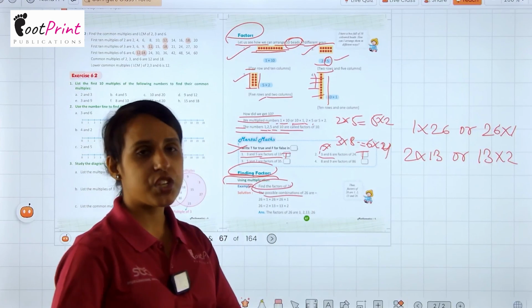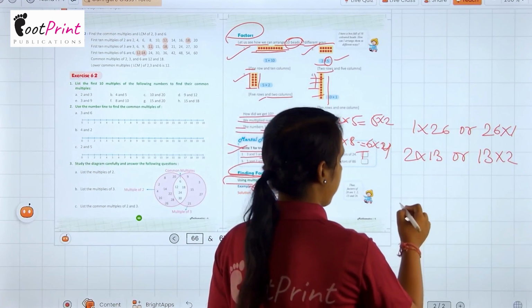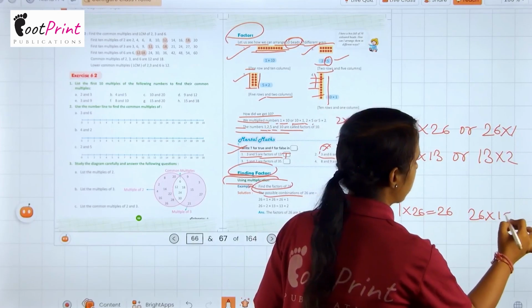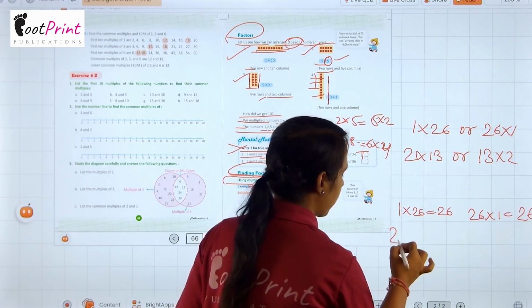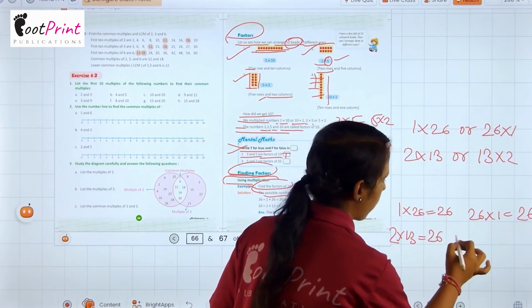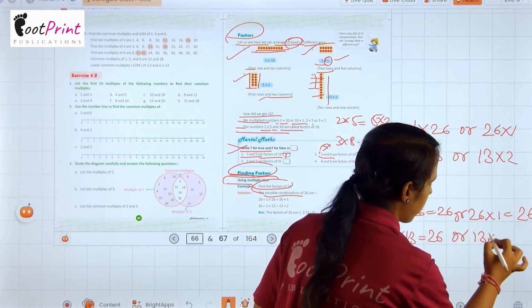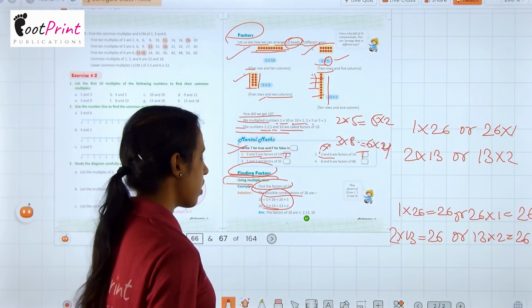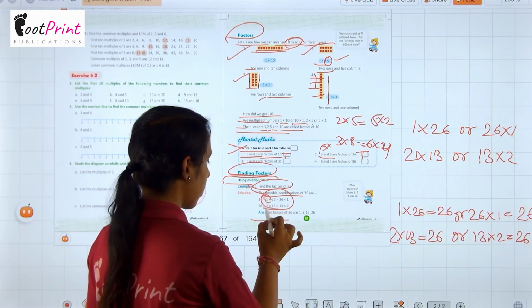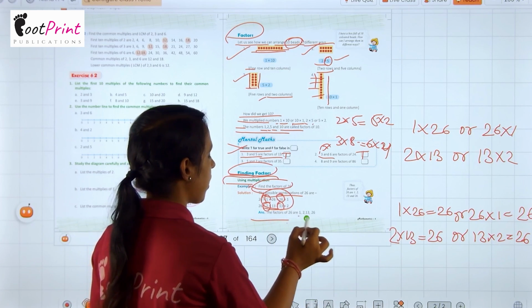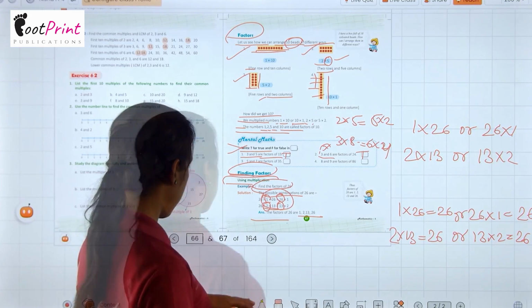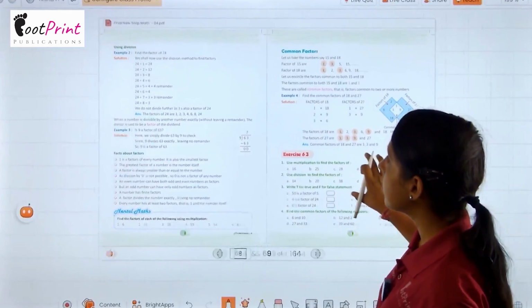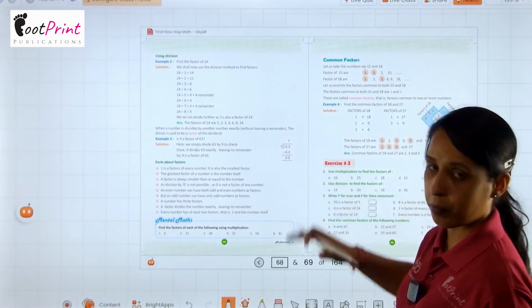So the possible combinations of 26 are 1 into 26 equals 26 and 26 into 1 equals 26. Just like that 2 multiply 13 is 26, or we can write 13 into 2 is 26. So we use multiplication, and here we can say that 1, 2, 13 and 26 are the factors of 26.